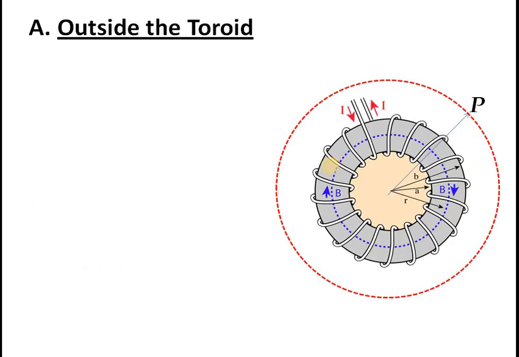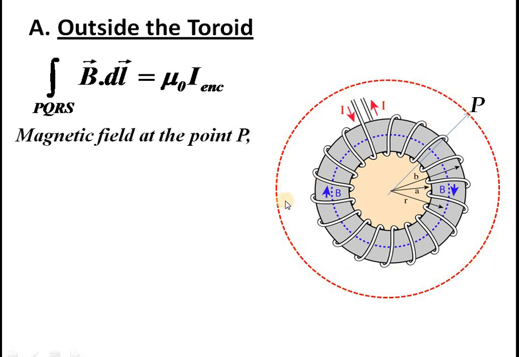First of all, outside the toroid. We have a point P which is outside. Let us assume an imaginary closed path because we want to calculate the line integral. This imaginary closed path runs through the outside and your coil is inside. So this toroid is inside. How will we calculate the Ampere circuit for this particular closed path?